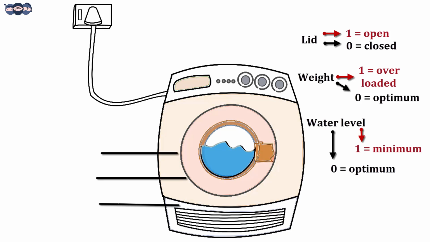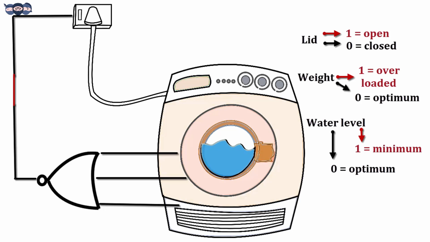These outputs go to a NOR gate which is connected to the main circuit. During normal operation of the washing machine, all sensors produce a low output. Output of NOR gate is 1 and the path is connected to the main switch. However, during erroneous conditions, a low NOR gate output disconnects the washing machine from the main switch.